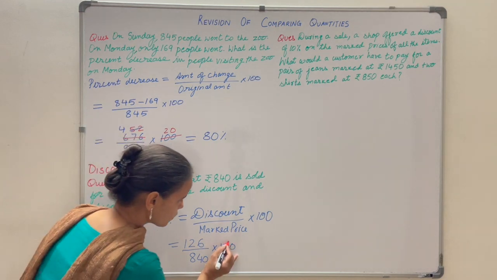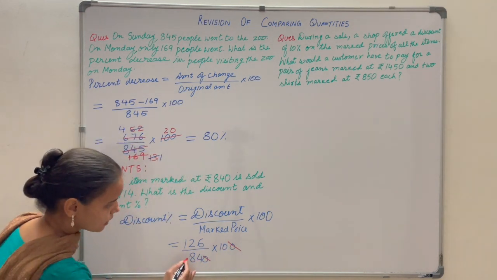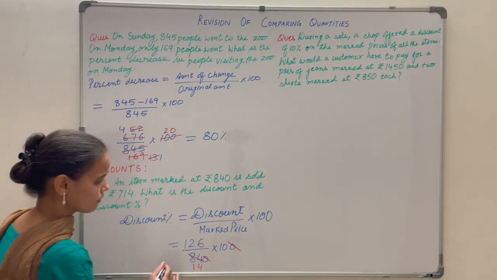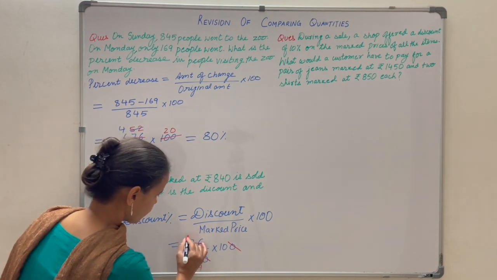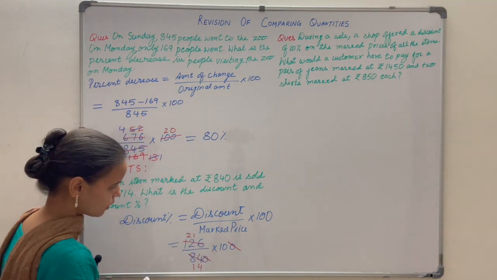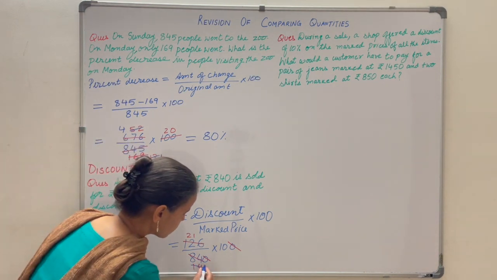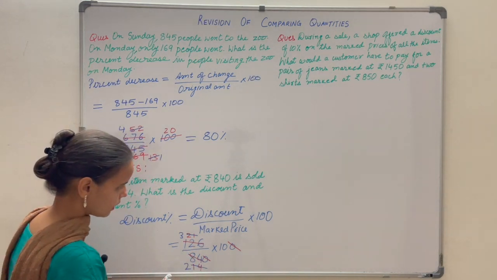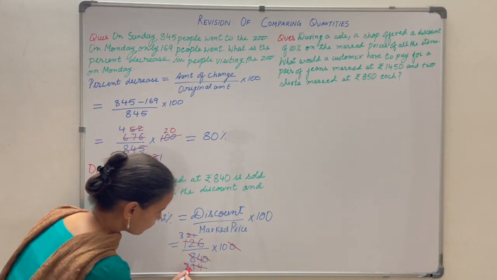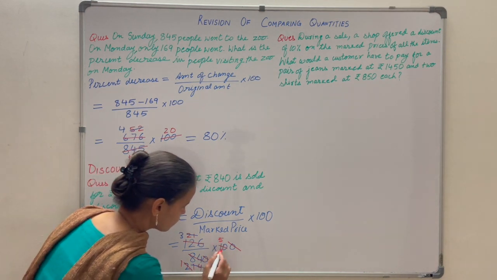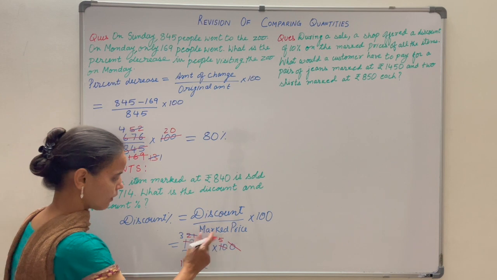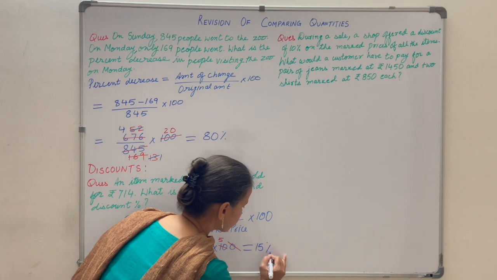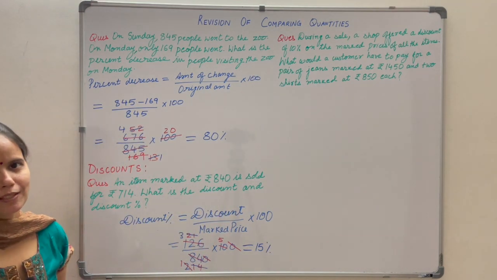You can cancel the zeros here and you can cancel with 6. 6 ones are 6 and 6 fours are 24. Here 6 twos are 12 and 6 ones are 6. Now you can cancel with 7 here. 7 twos are 14. 7 threes are 21. And now you can cancel this 2 and 10. So 2 ones are 2 and 2 fives are 10. So in denominator only 1 is remaining, in numerator 5 into 3. So 5 into 3 is 15. So that is your 15% is the discount percent.